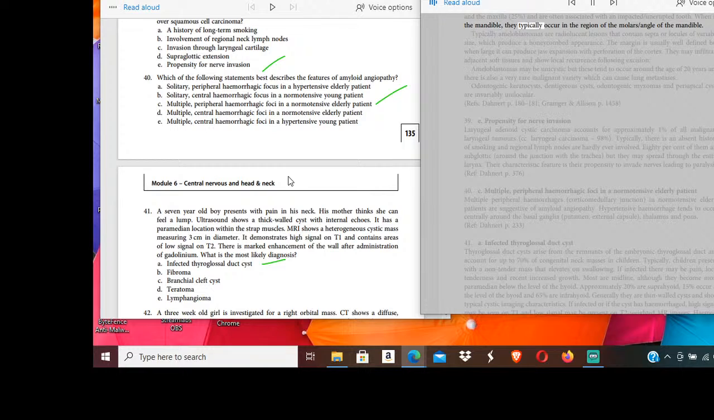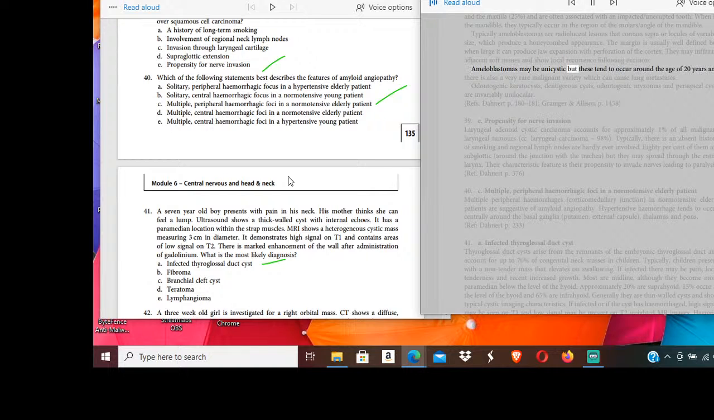When in the mandible, they typically occur in the region of the molars/angle of the mandible. Typically, ameloblastomas are radiolucent lesions that contain septa or locules of variable size, which produce a honeycombed appearance. The margin is usually well defined, but when large it can produce jaw expansion with perforation of the cortex. They may infiltrate adjacent soft tissues and show local recurrence following excision.